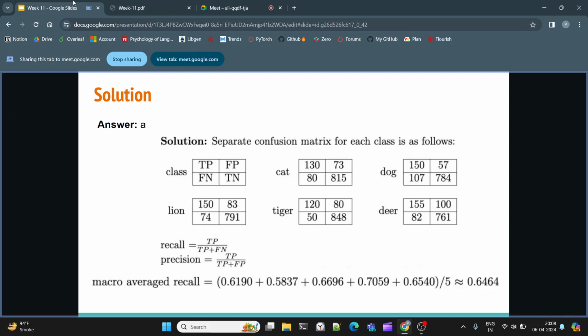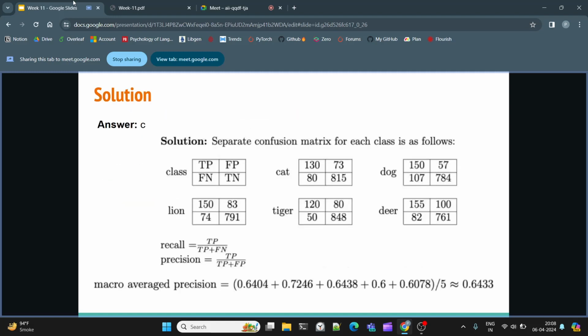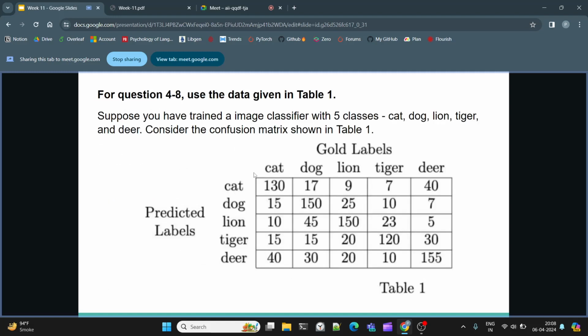Now the confusion with true negative. Yeah. See, true negatives are classes. When you're talking about cat, true negative would be those samples which were originally not cat, which were originally dog, lion, tiger, deer, and they were also predicted as dog, lion, tiger, deer by the classifier. So they have been truly classified as non-cat. That is true negative.